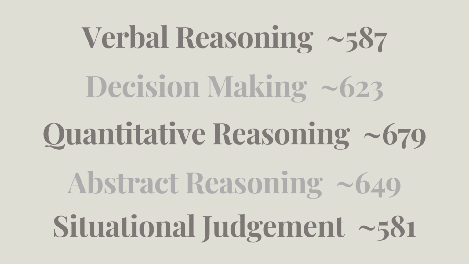In terms of average scores, for verbal reasoning, 587, decision making 623, quantitative reasoning 679, abstract reasoning 649, and situational judgment 581. Okay, so that is the UCAT in a nutshell, but can we prepare for it? Is it necessary? How do we prepare for it?